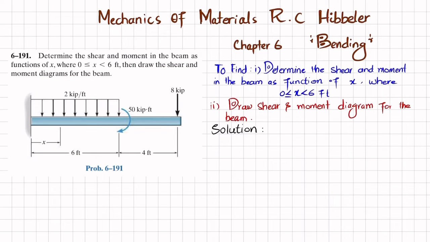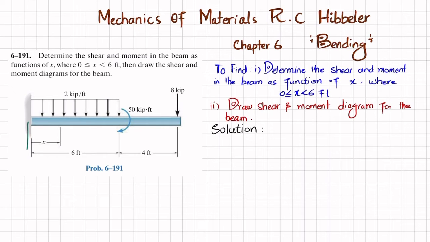So you can see this is a cantilever beam, where there is a point load at this end, which is 8 kips. At a length of 4 feet, we have a clockwise moment of 50 kips-feet, and there is a distributed load from the fixed end till the length of 6 feet, and the magnitude is 2 kips per foot. So we have to determine the shear and moment equation in terms of x for the region x greater than 0 and less than 6 feet, and then we will draw the shear force and bending moment diagram. So let's start with the solution.